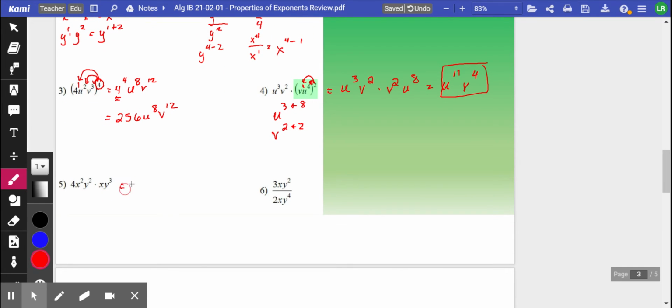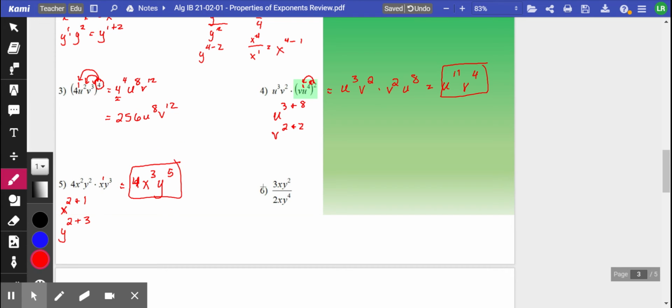4 is the only number, so I just have 4. With my x's, these are multiplied. I'm going to add the exponents, so I have x squared and x to the first. 2 plus 1 is 3. For my y's, I have y squared and y to the third. And 2 plus 3 is 5.